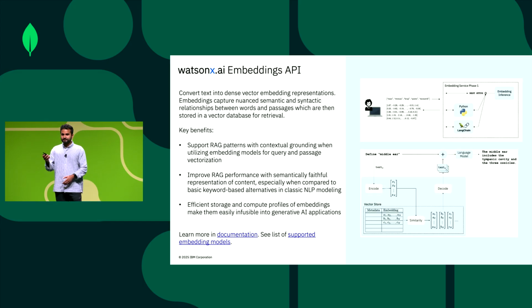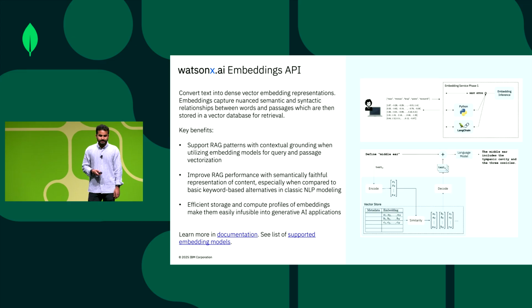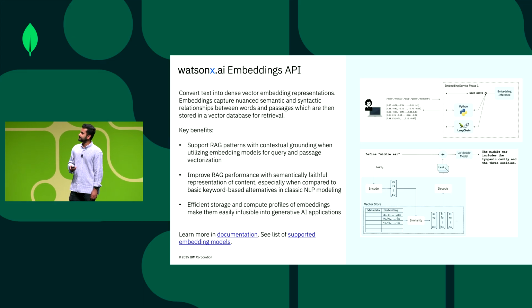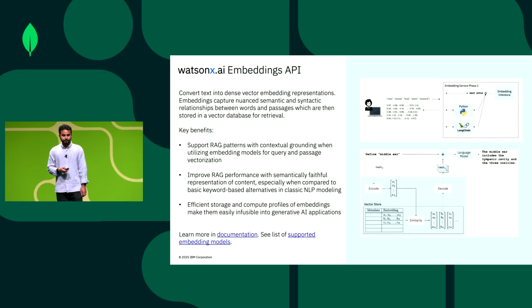And finally, the main topic at hand here is that in conjunction with MongoDB, you can use our embeddings API for grounding your enterprise knowledge into a vector database for retrieval. The benefit of all of this, of course, is supporting deeper RAG patterns for contextual grounding. We support multiple different embedding models for you to encode your data sets within them, and of course, improve the performance of your RAG pipelines.